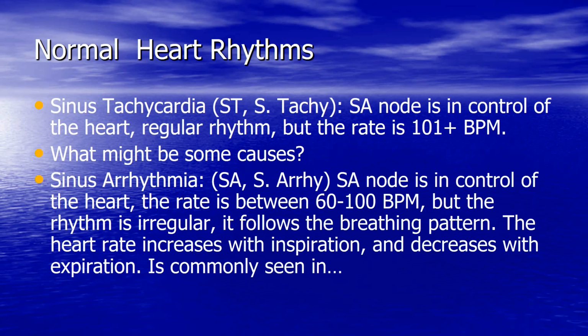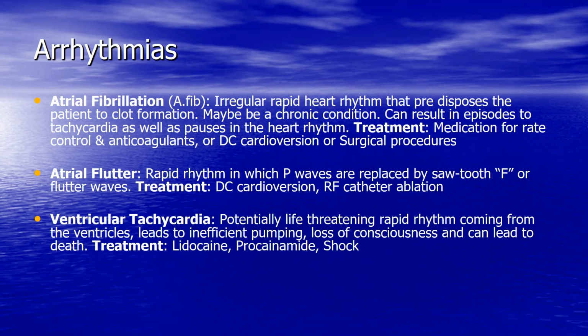Sinus bradycardia: the SA node is in control of the heart. There is a regular rhythm, but the heart rate is slow and it's below 60 beats per minute. So what might be some causes of sinus bradycardia? Sinus bradycardia is usually a normal variant of sleep. We also see this in trained athletes whose hearts are much more efficient pumps. They can do the same work as a non-trained athlete, just at a much lower rate.